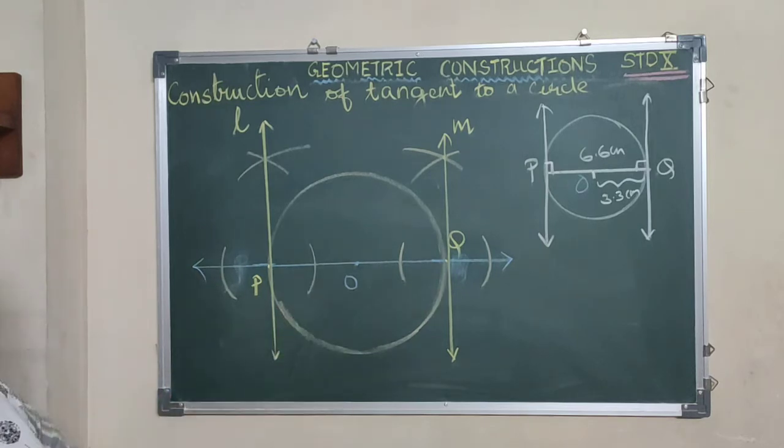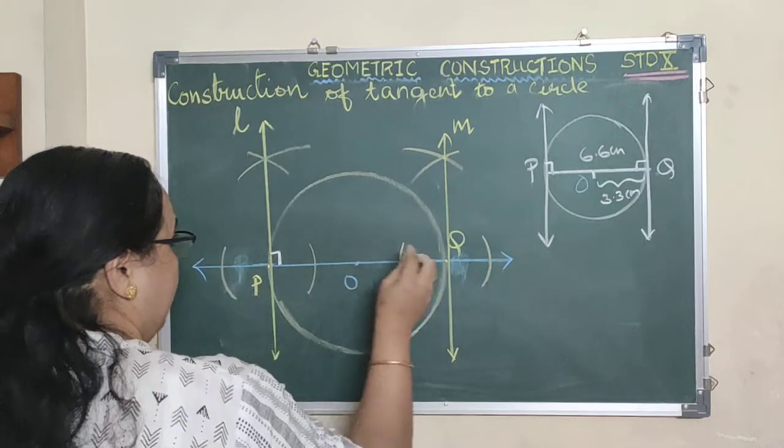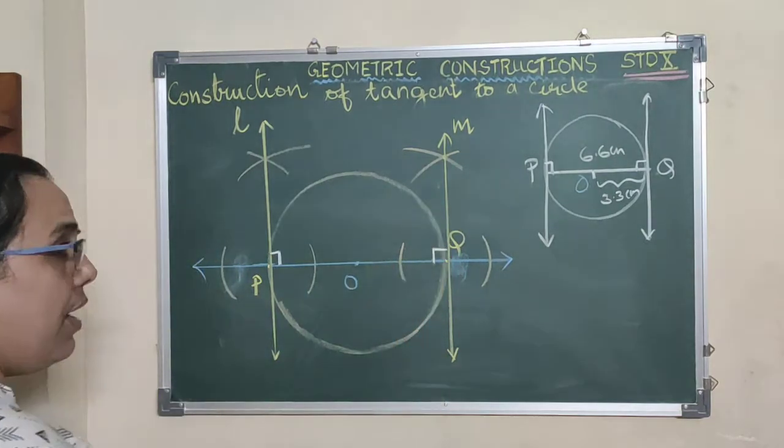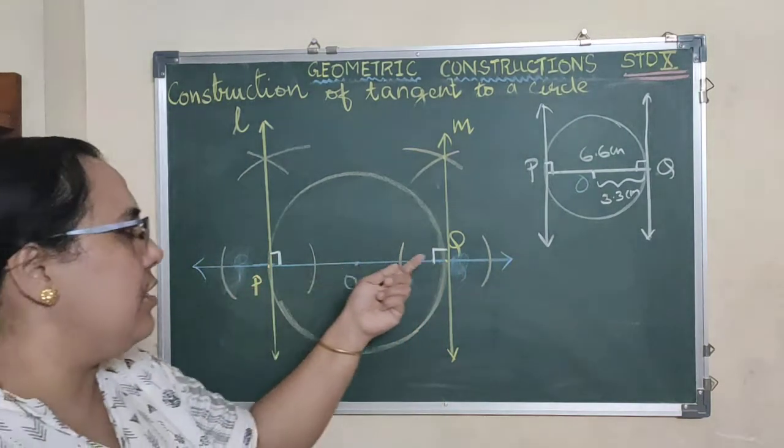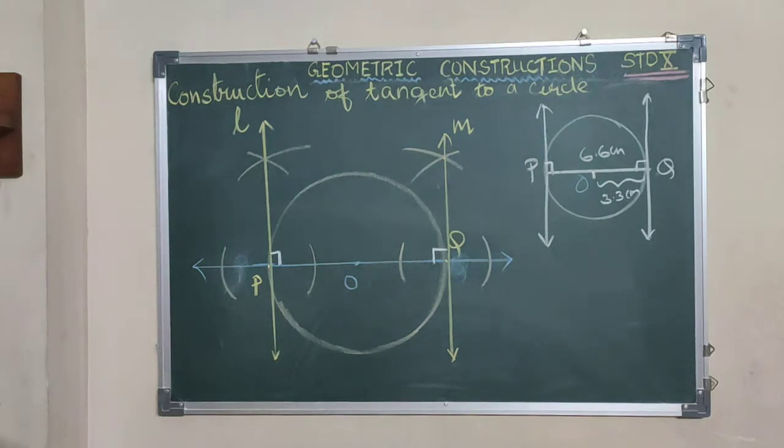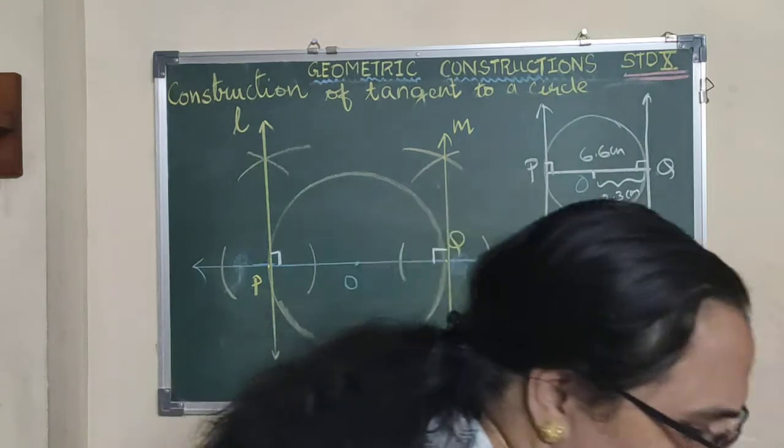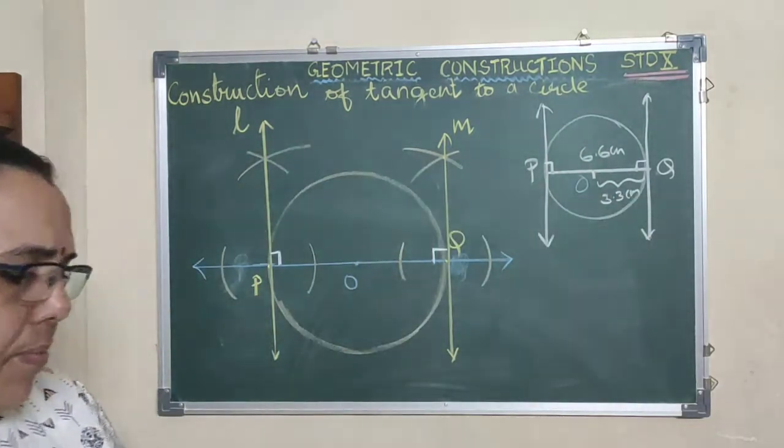What is your observation about the tangents? They are parallel to each other. Agreed? Why are they parallel? Because both these angles are 90 degrees. So therefore the two tangents are parallel to each other. Agreed or not? Because the interior angles are supplementary. Okay. Going further, we go for the next sum.